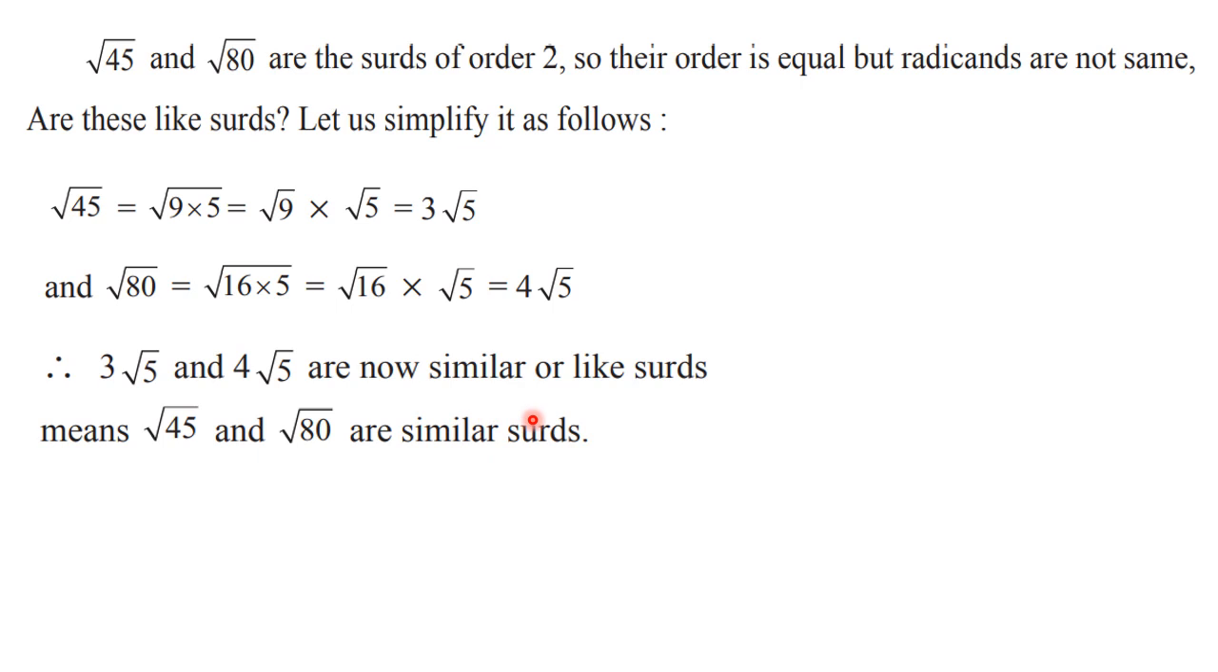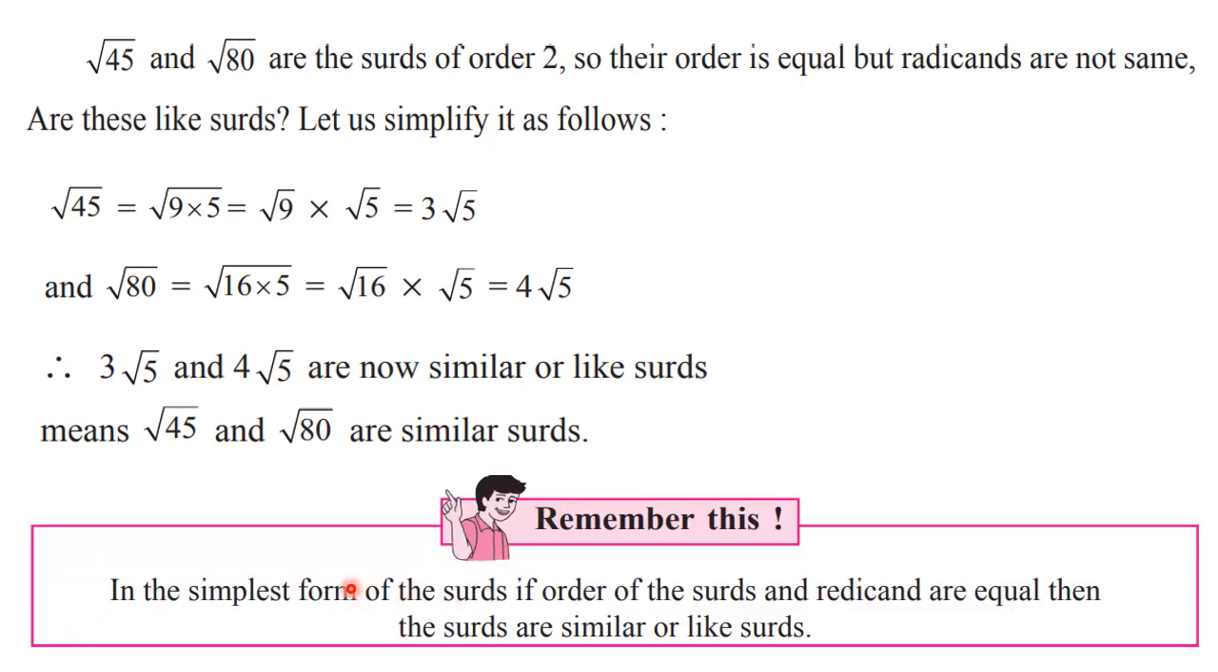In this way, we can understand which are the like surds or similar surds. For example, if you have root 3 here and root 5 here, then they are not like surds. That you have to keep in mind. So here you have to remember this important point: in the simplest form of surds, if the order of the surd is the same and the radicand also is equal, then and only then can we say that the surds are similar surds or like surds.